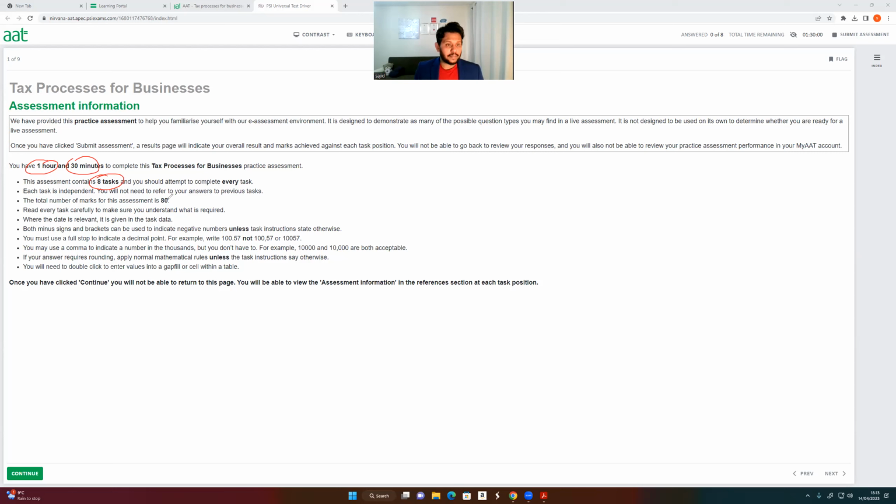Then the total number of marks, 80 marks, is not relevant. You need to score 70% anyway. So it doesn't matter how many marks there are. Could be 100, could be 80, could be 150. We need to score 70%.